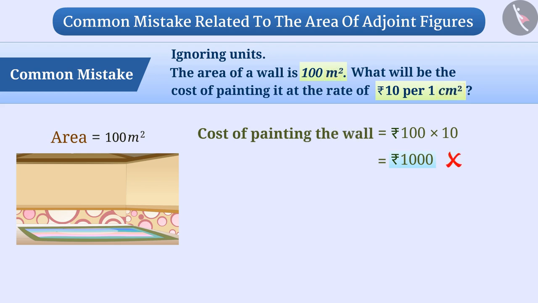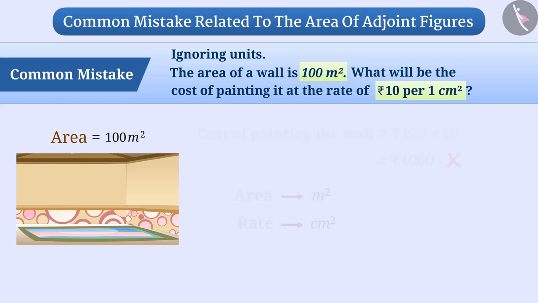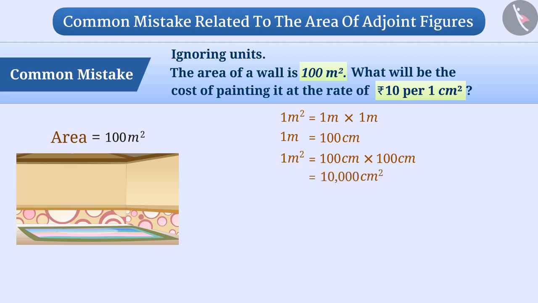Here, the unit of area of the wall is in meter square, but the rate is given based on the unit centimeter square. Therefore, first we must make the unit the same by conversion. 1 meter square is equal to 1 meter multiplied by 1 meter. Since 1 meter is equal to 100 centimeter, therefore 1 meter square is equal to 10,000 centimeter square.